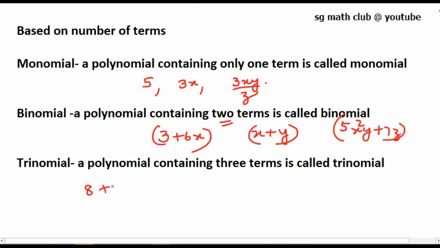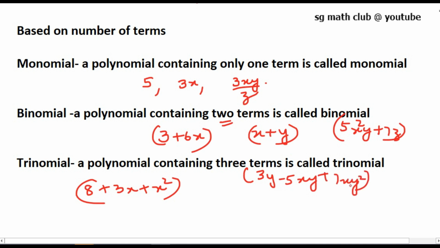For example, 8 plus 3x plus x square. This is an example for trinomial. Or 3y minus 5xy plus 7xy square. This is also an example for trinomial.